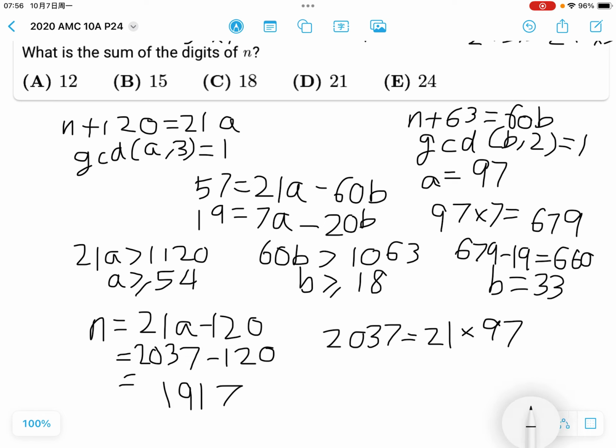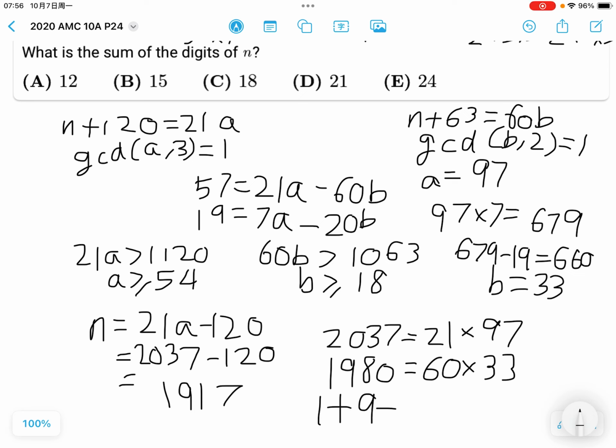Now, with N as 1917, is the GCD of N plus 63 and 120 equal to 60? Well, what's N plus 63? N plus 63 is 1980. Dividing by 60, 19 divided by 6 is 3, and then 18 divided by 6 is 3. So this is 60 times 33, so this also works. So the answer is 1917.